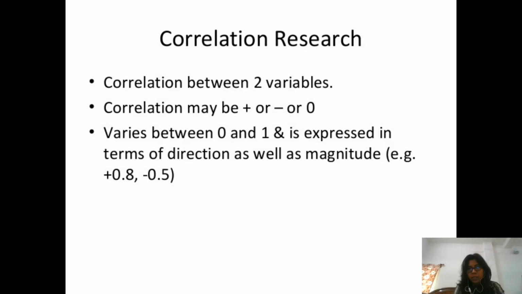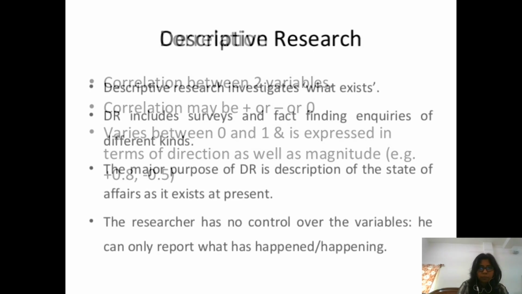What do you mean by correlational research? Mainly it comes under the relationship between two variables, and the correlation may be positive or negative or may be zero. It varies from 0 to 1 and is expressed in terms of direction as well as magnitude. Example, plus 0.8 or minus 0.5.